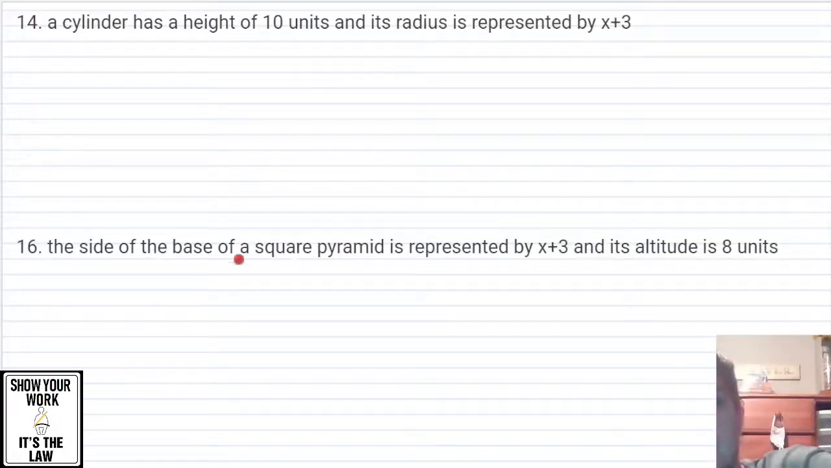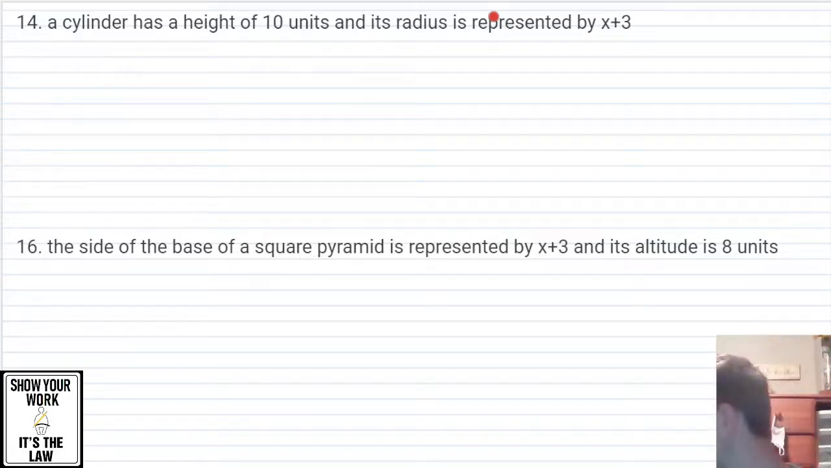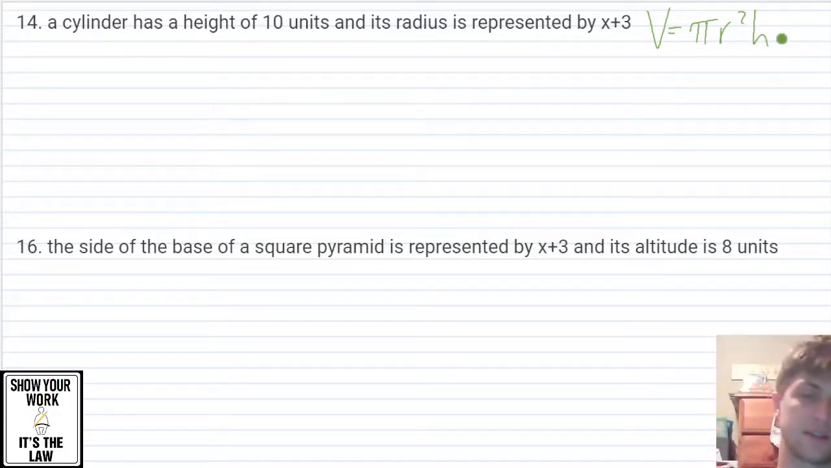Here we have a cylinder with a height of 10 units, and its radius is represented by x plus 3. A cylinder is a three-dimensional object, so we're calculating the volume. The volume of the cylinder equals pi r squared, so we've seen that before, that's the area of a circle, times the height. And if you think about it, that makes sense, because all a cylinder is, is taking a circle.